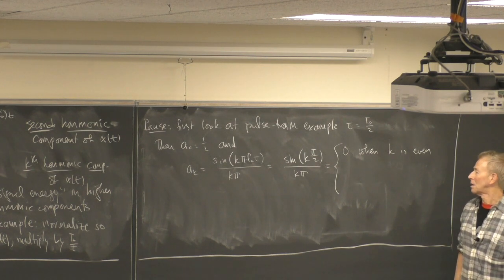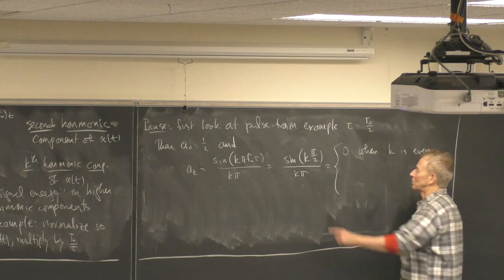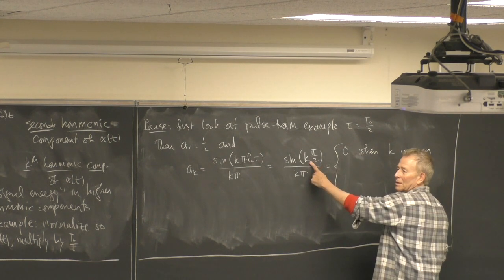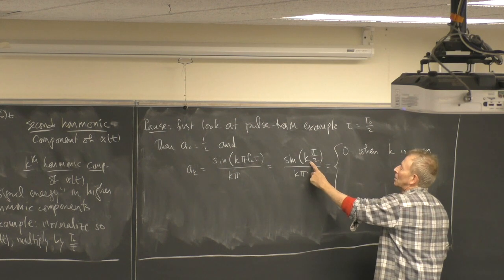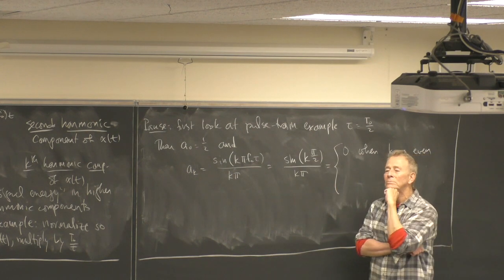What about when k is odd? What is that equal to? What is the numerator equal to? Sorry? That will be 1. The numerator will be 1. OK, what about when k equals 3?